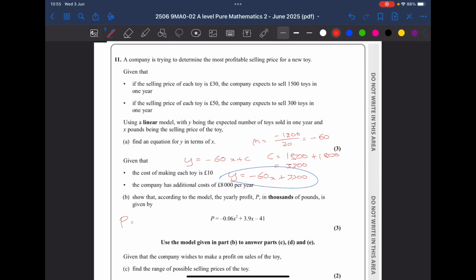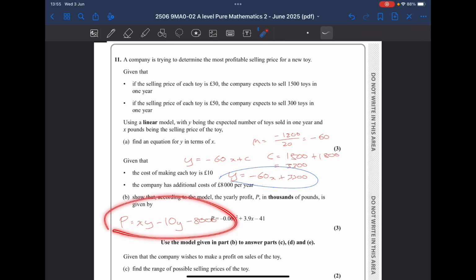So if we sell y, how much money do we actually bring in? Well, if we sold each one for £10, it would be 10y. But we're selling each one for x pounds. So it's actually xy that is how much revenue we're going to make. The cost of each toy is £10. We sold y of them. So we take away 10y. And then we also always have to spend £8,000 a year. So we need to do 8,000.